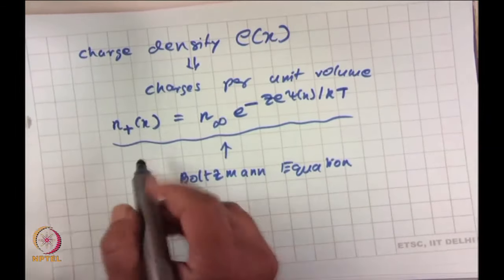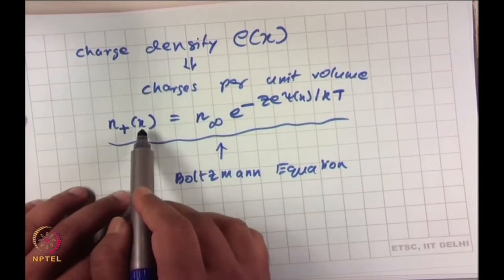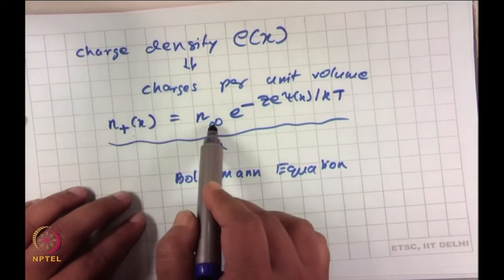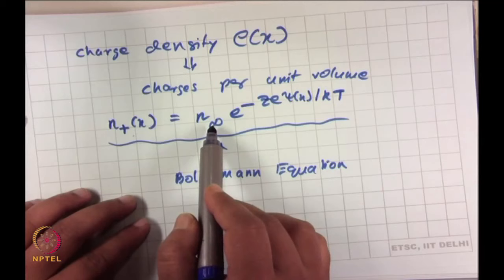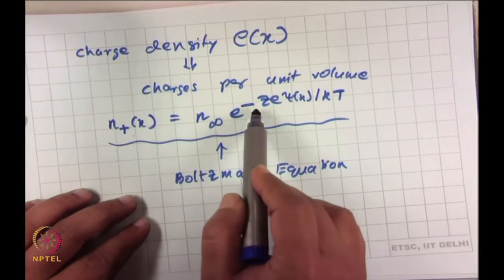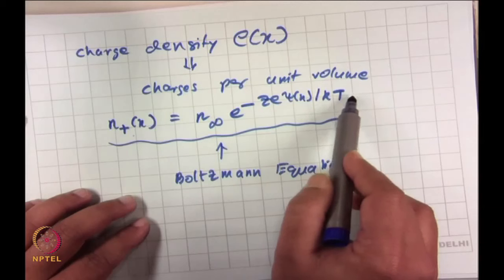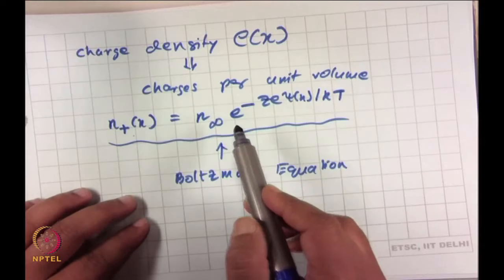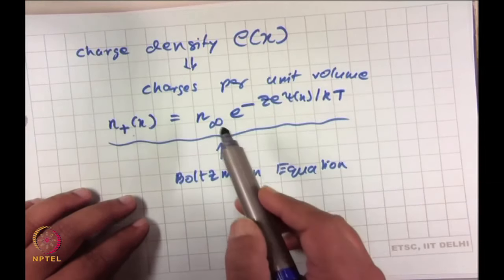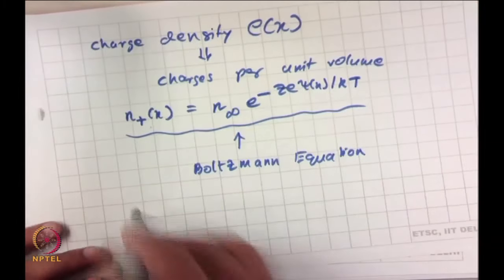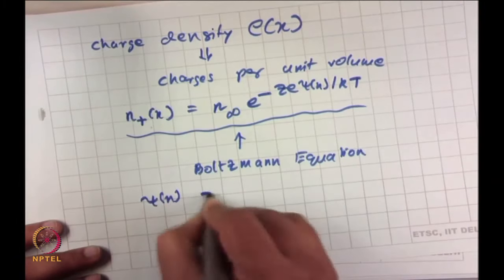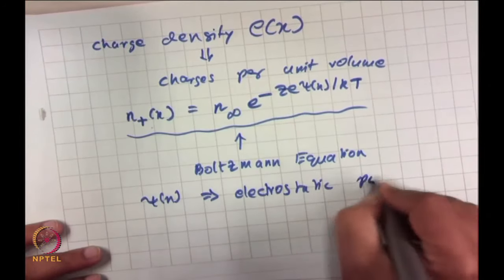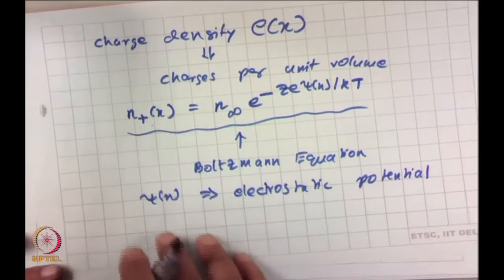Now, come back to your Boltzmann equation. What do we have here? We have n plus of x, that is the concentration of positive ions, so the number of positive ions per unit volume, is equal to n infinity, that means whatever you have at infinity, times e to the power minus z e psi of x by k T. What is z? You guys know, it is the charge of that respective ion, right. What is e? It is the electronic charge, right. What is psi of x? Psi of x is the corresponding electrostatic potential.